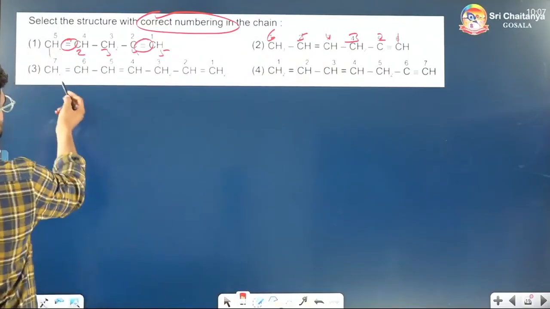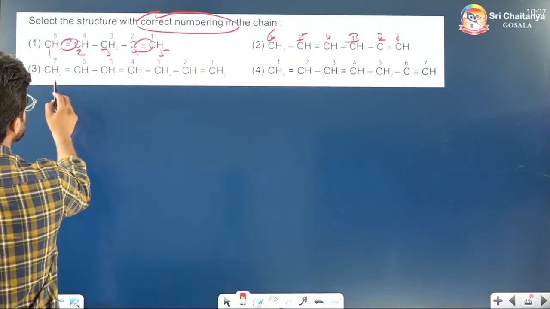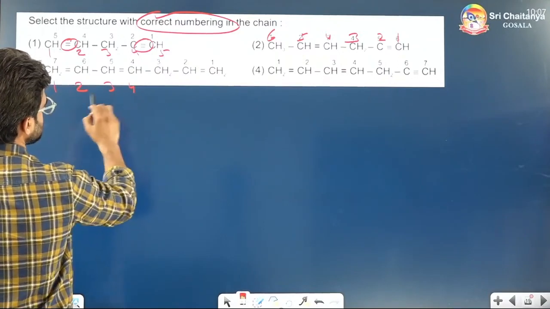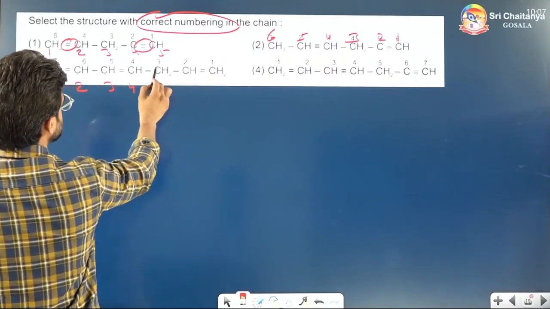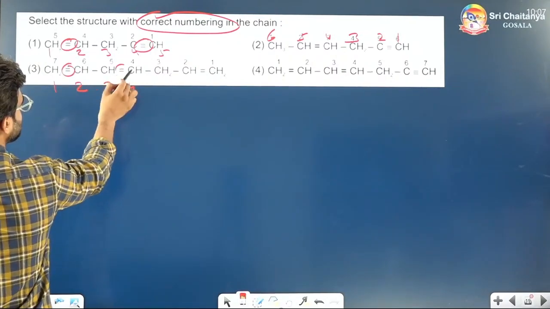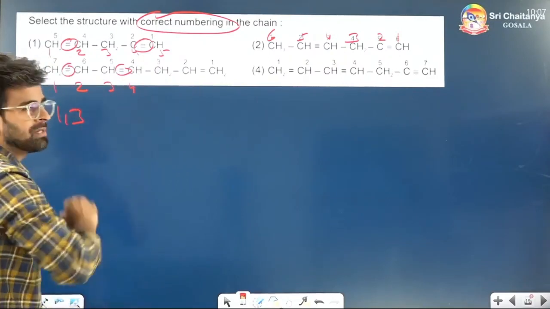I will check. Why is it wrong, beta? Check carefully. It is 1, 2, 3, 4. And from here 1, 2, 3, 4. Here I am getting 1 to the pi bond and getting which one? 3. So 1 and 3 diene. In this case, what is coming? 1 and 4 diene.